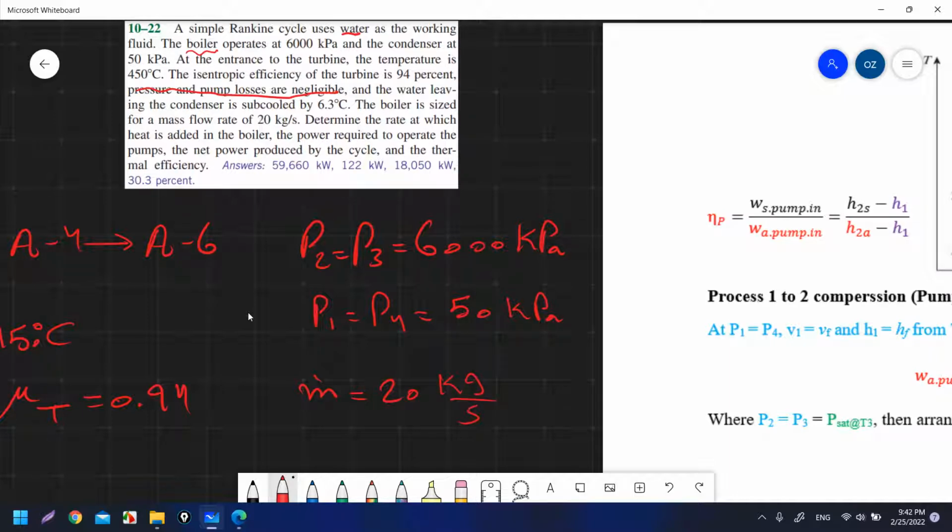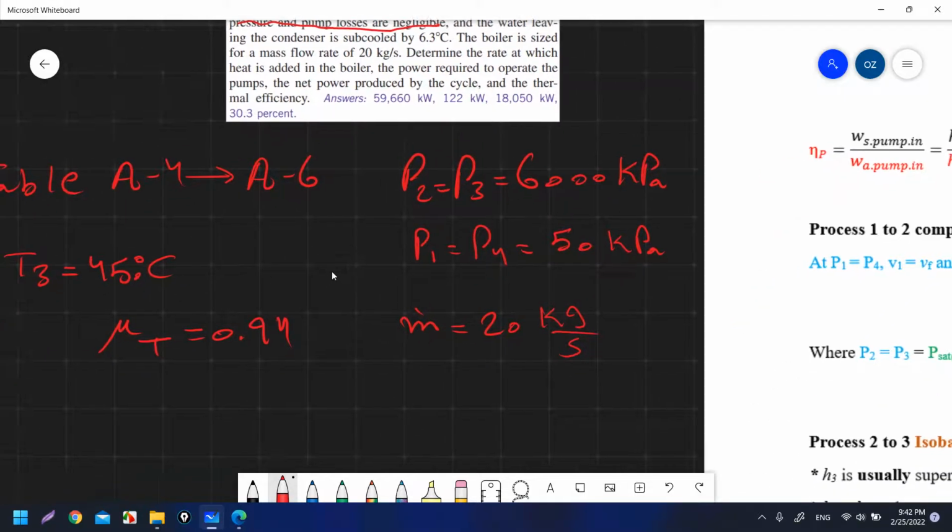So this m dot is the same during the whole cycle. Determine the rate at which heat is added. The rate means power, so it is Q dot. Added means in the boiler. Then determine the power required to operate the pump. Because it is power, it is W dot in.